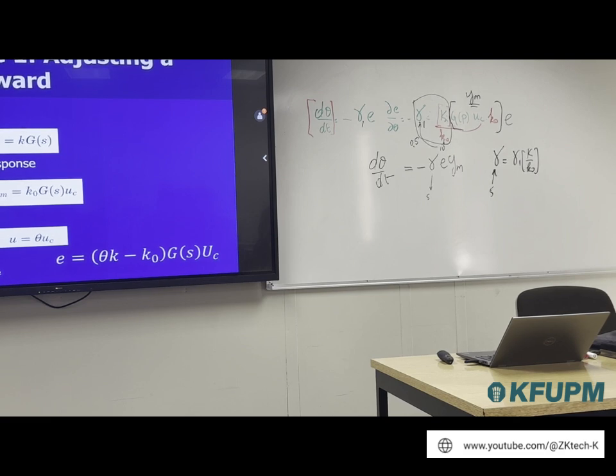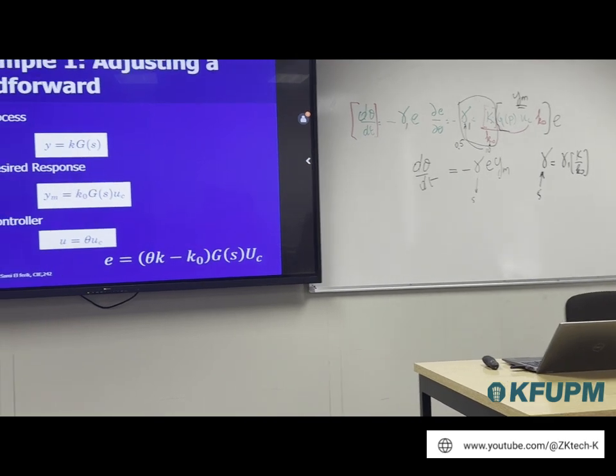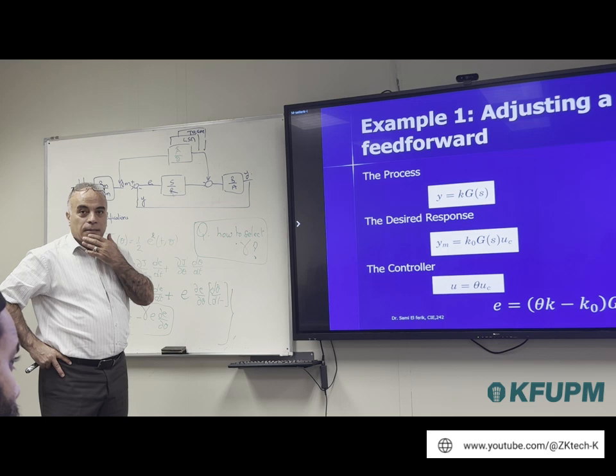What I'm going to implement is the last equation, which is minus gamma times e times ym, and I'm going to select the value of gamma. How to select the value of gamma? This is a question that we need to answer. But I can still do it. I can still select gamma. Does it make sense?